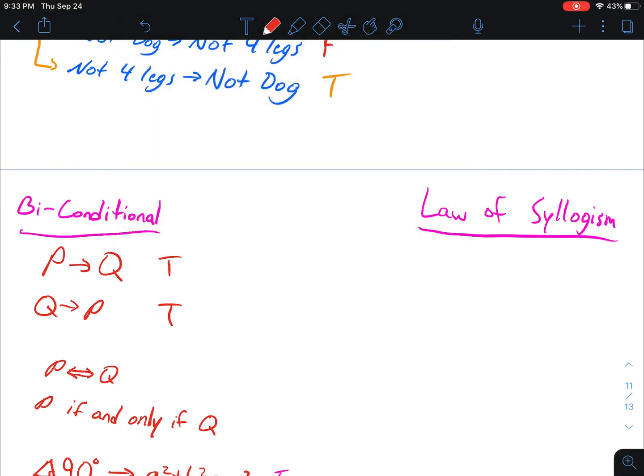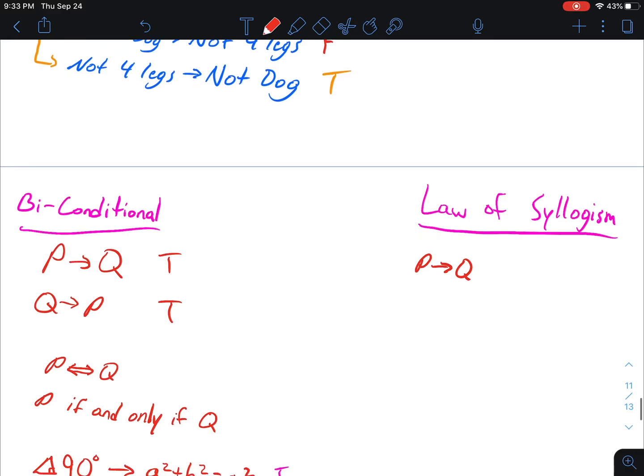For that, we have to think of our original statement, P implies Q, right? And then it's kind of like a chain of events. So P implies Q, let's say Q implies R, and let's say R implies S, and let's say one more, S implies T. The law states that if that's your whole chain, then in summation, P implies T. P implies Q, Q implies R, R implies S, and S implies T, so we know P implies T.